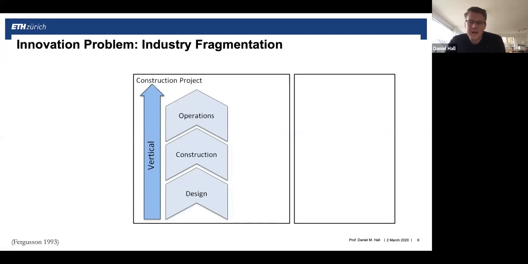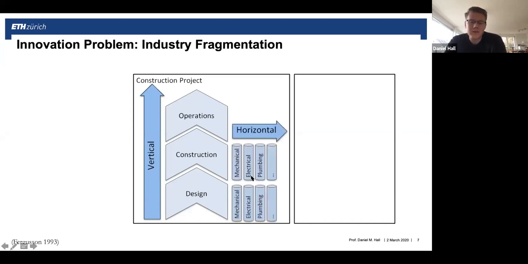Great. So you'll have an architect and engineer design it, but then a different company builds it and a different company operates the building in the end. Okay, but then we also have horizontal fragmentation. So we have different companies within each of these different slices. So in the construction, you'll have a mechanical company, an electrical company, a structural steel company, and those are also fragmentations that exist. So now you have 2 degrees of fragmentation, vertical and horizontal.